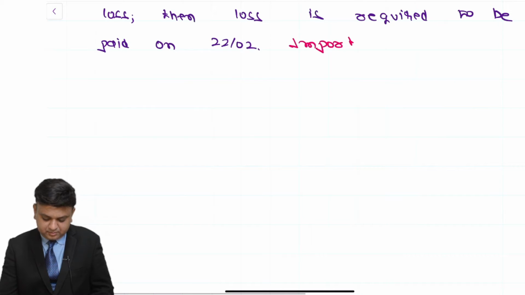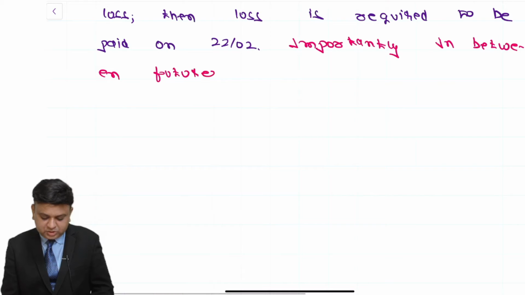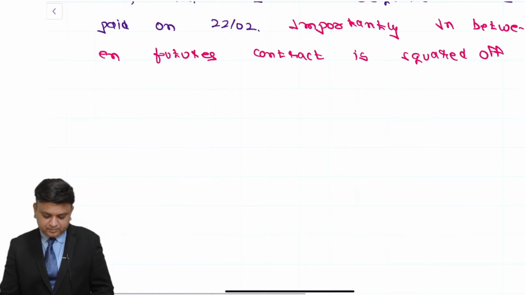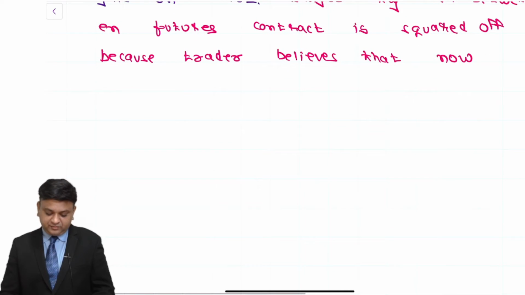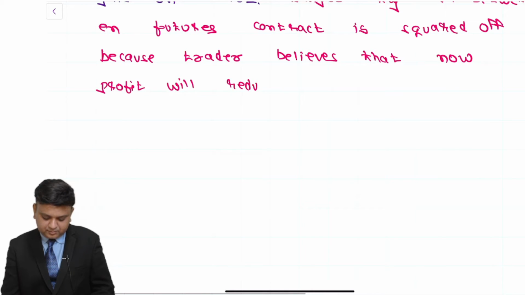Importantly, in between, the futures contract is squared off because the trader believes that now the profit will reduce or the loss will increase.